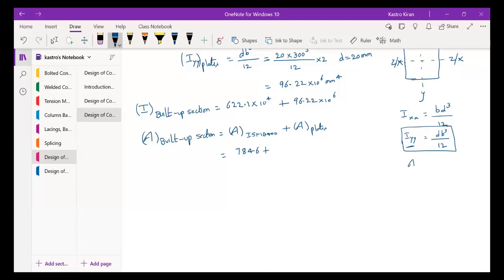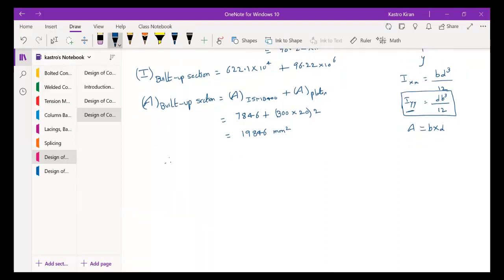What is the area of plates? It is width into depth. What is the width of the plate? It is 300 mm and depth of the plate is 20. So how many plates we have? 2 plates. So I'm multiplying with 2. So if you solve for this one, you will be getting as 19846 mm square, which is the area of built up section. Now we have to find out the R minimum value, which is under root I by A. So therefore, R minimum equals to root I by A.